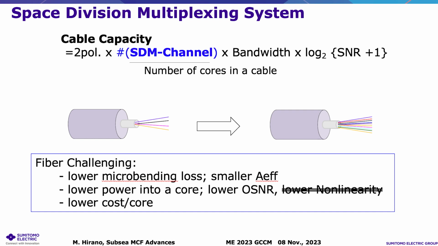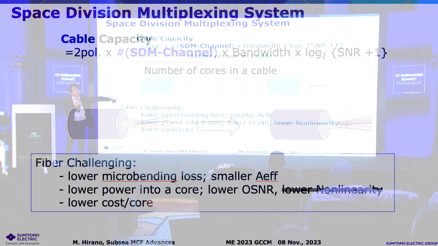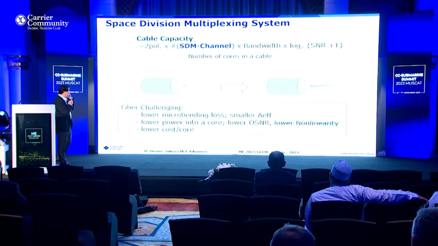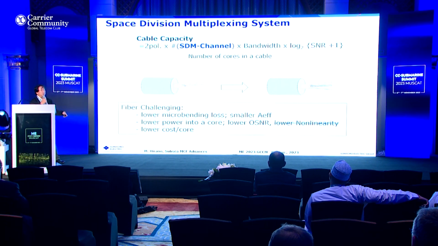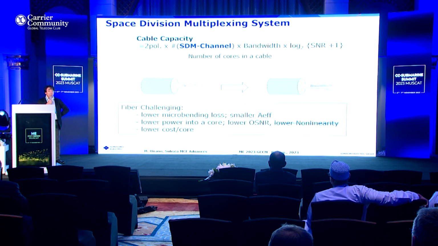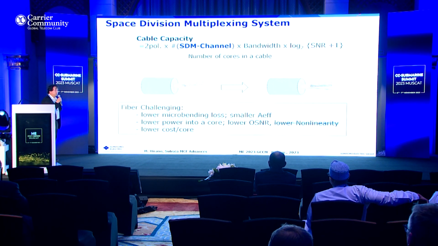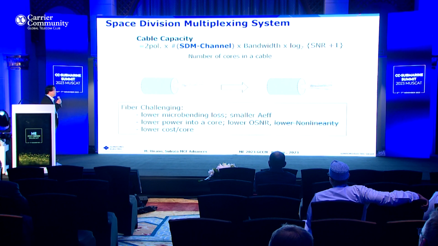Today, the number of fibers in a single tube is increasing. What is the challenge for the optical fiber? The density in a tube becomes higher, so the bending loss can be the issue. For the fiber, lower micro bending loss is an important parameter for the SDM system.